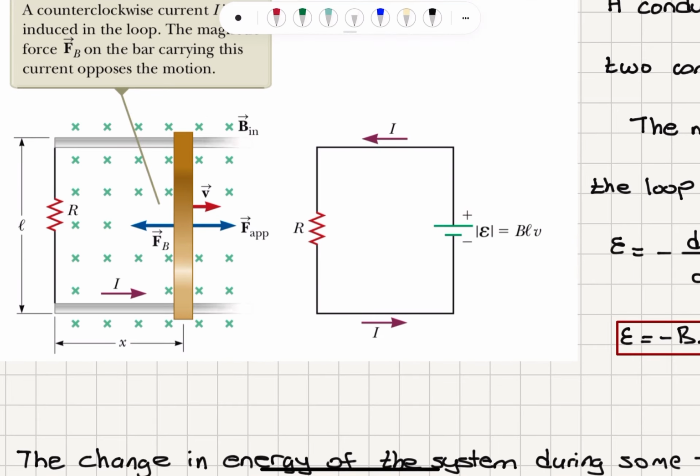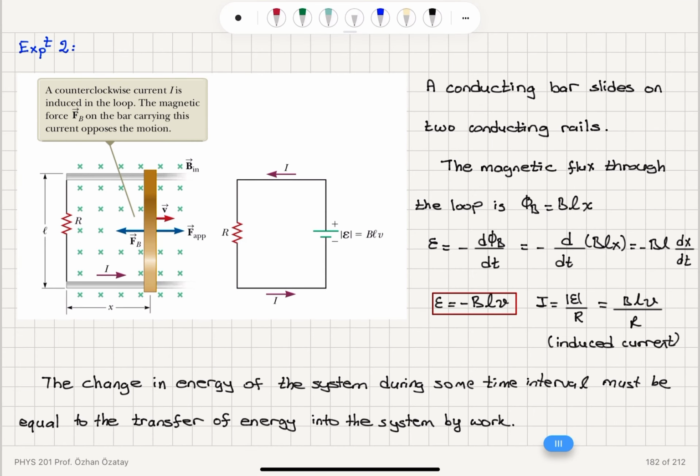And we know that the increasing flux here into the page has to be opposed by the magnetic field created by the current, according to Lenz's law, which we will talk about later. So this current must be flowing in the counterclockwise direction. The positive potential is on top, negative potential is at the bottom. This is the induced current.